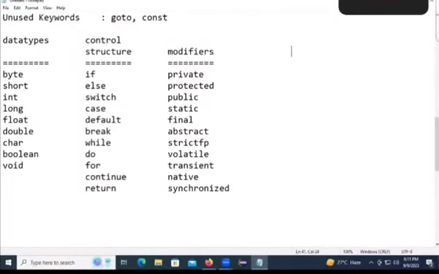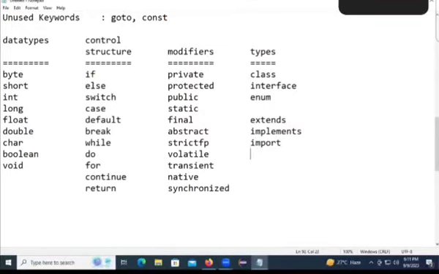After this, related to types, class is the keyword. By using the class keyword, we can create a class. Like class, we also have interface, enum. Related to that, something like extends, implements, and importing a class, import and package.